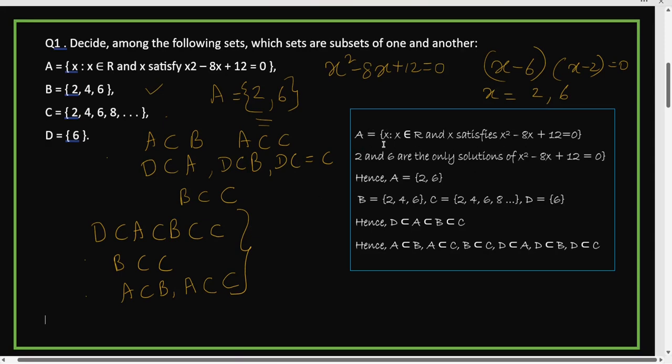A is such that x belongs to R and satisfies this equation. We found the solution set as {2, 6}, and these are the sets. From here you can directly deduce D is a subset of A, A is a subset of B, A is a subset of C, and B is a subset of C. D is a subset of A, B and C. This is what we have written. In a nutshell, this is the answer.